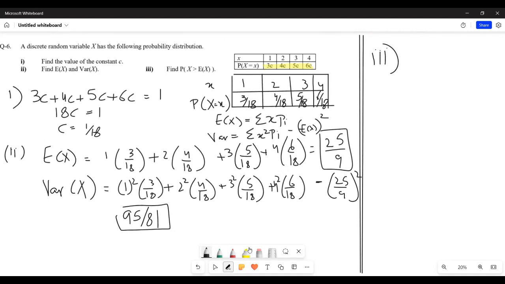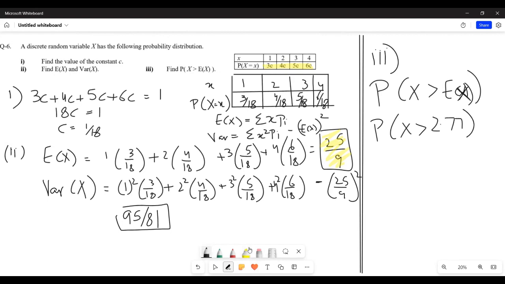Part 3, probability. We have to find the probability that x is greater than the expected value. And what was the expected value? It was 25 by 9, which in decimals is 2.77.